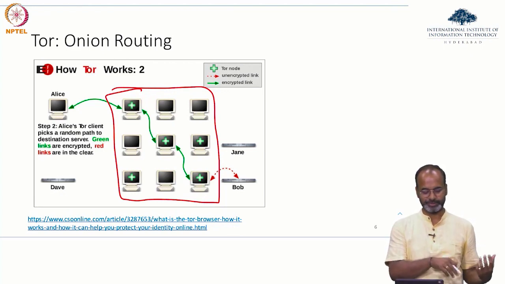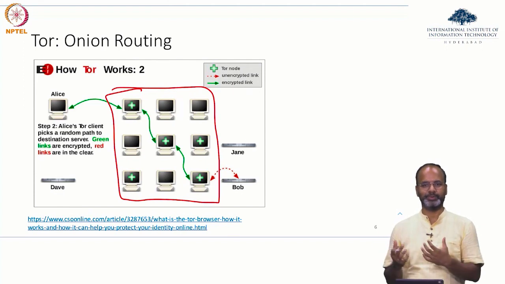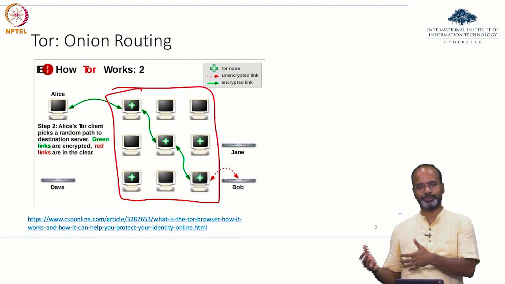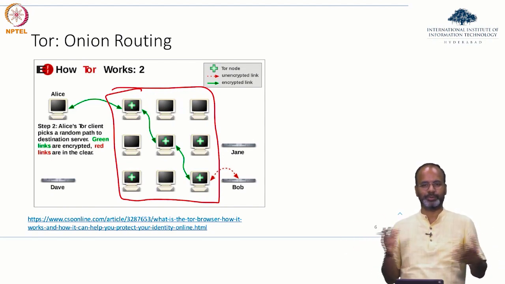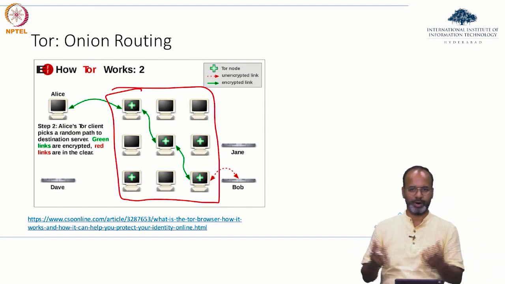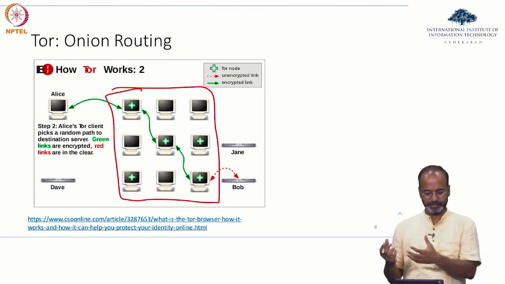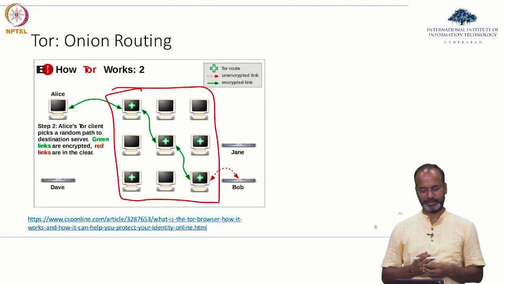If Alice wants to go to another website later, you cannot trace back the path that Alice took, because she takes random paths every time, and every user in the network takes random paths at every point in time. That's one advantage of Tor. Alice's Tor client picks a random path to the destination server. Green links are encrypted, and red links are in clear text.